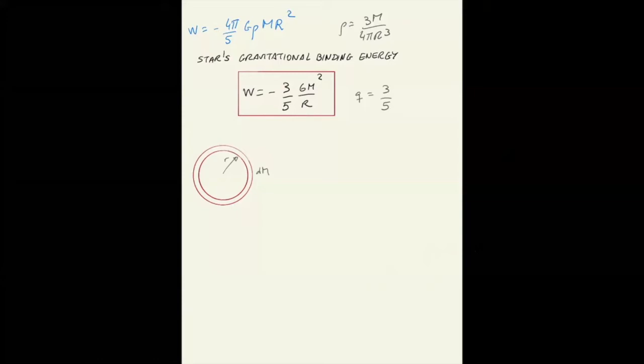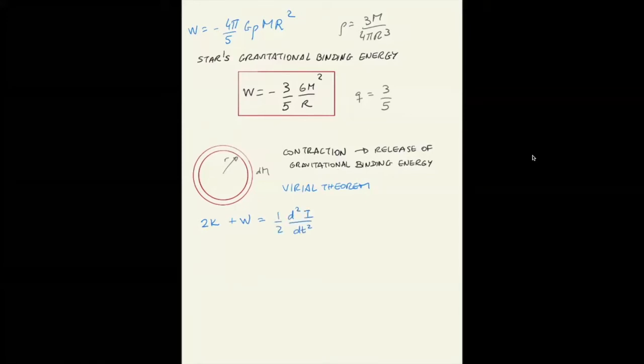For that, consider the Virial Theorem. The Virial Theorem states that twice the kinetic energy plus the gravitational potential energy is equal to the second derivative of the moment of inertia, actually half of it. But let's assume that the contraction, if it's happening, is sufficiently small so that we can set the right-hand side to 0. That leads to the more familiar form of the Virial Theorem, that twice the kinetic energy plus the gravitational potential energy is equal to 0.